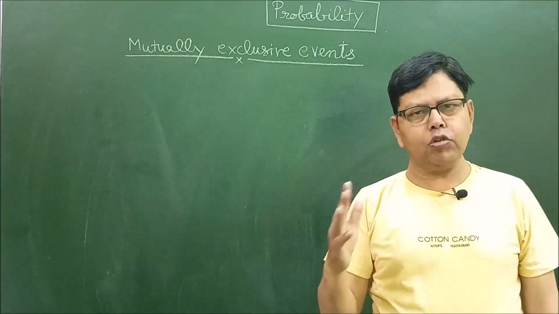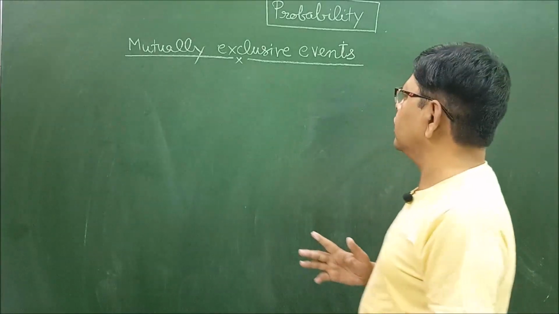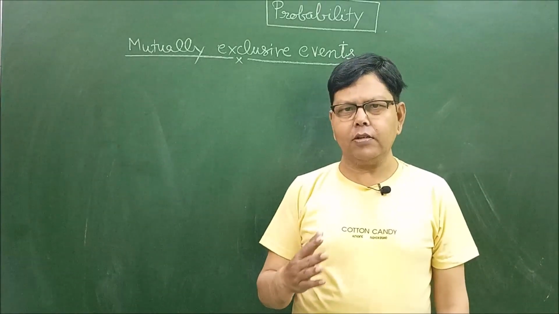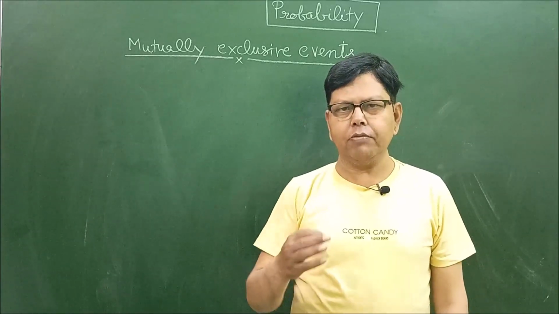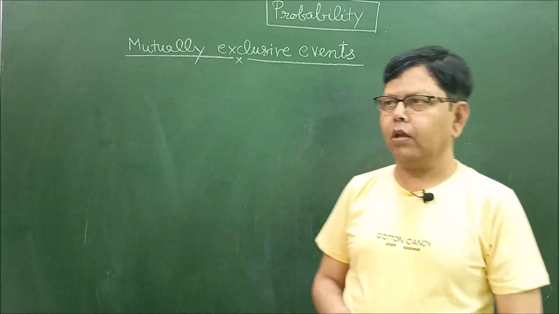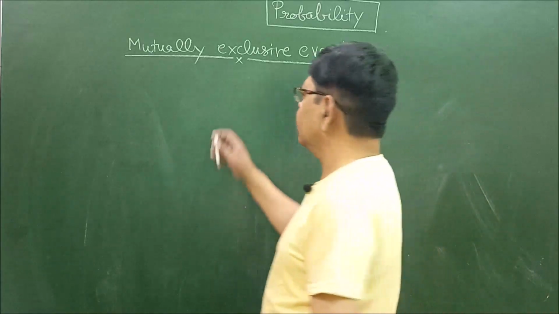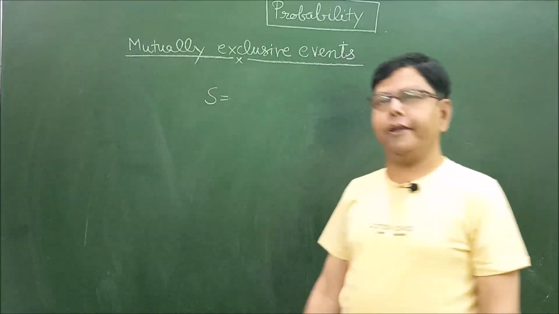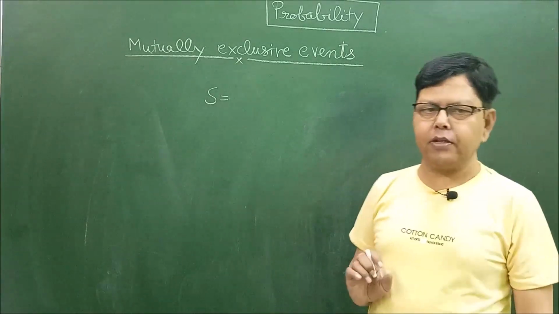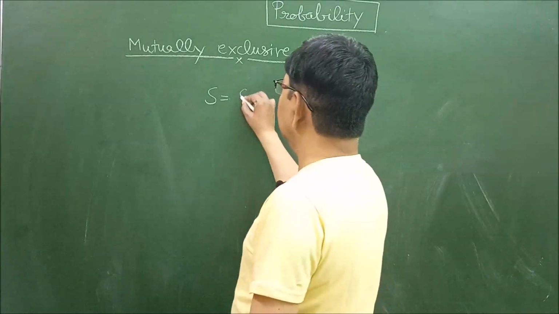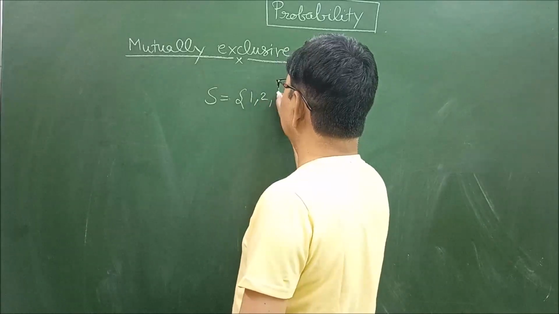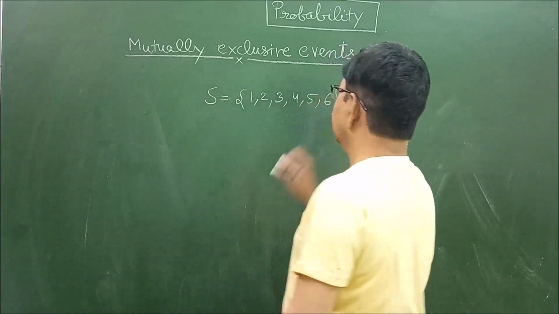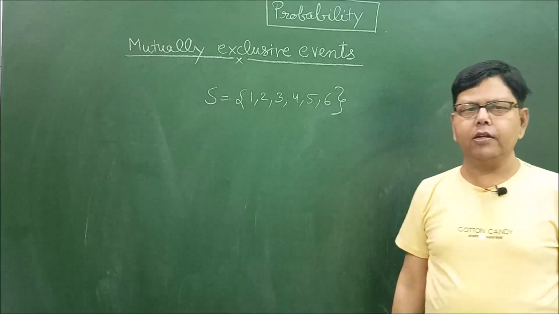Now I will discuss mutually exclusive events. To explain this, I will consider one example. If I throw a die, then the sample space consists of the elements 1, 2, 3, 4, 5, 6. So these are the outcomes if a die is thrown.